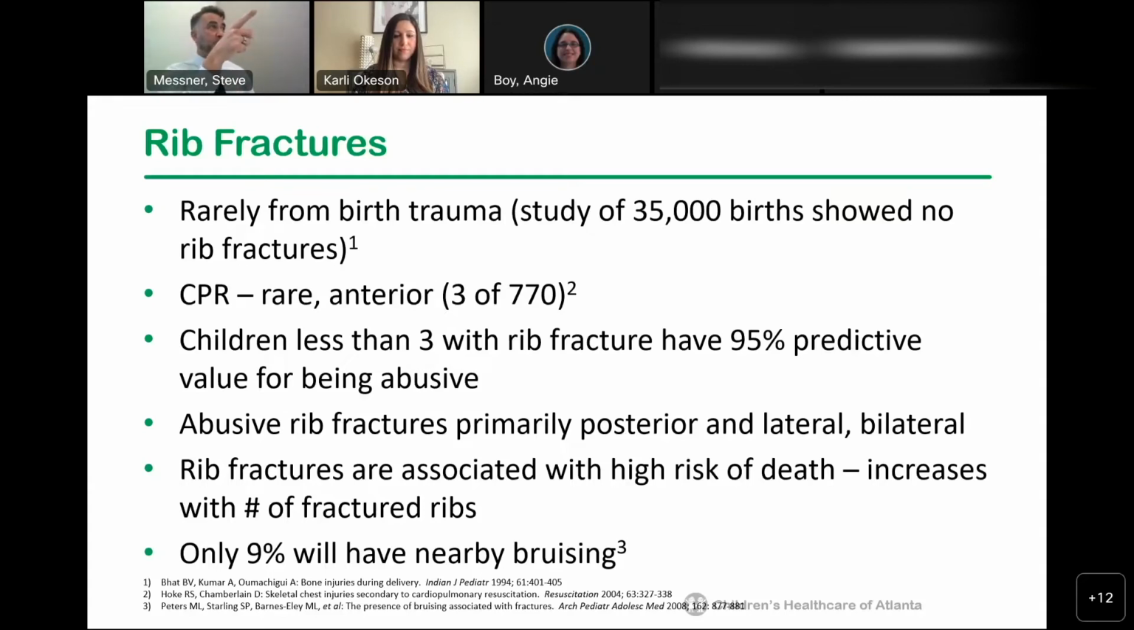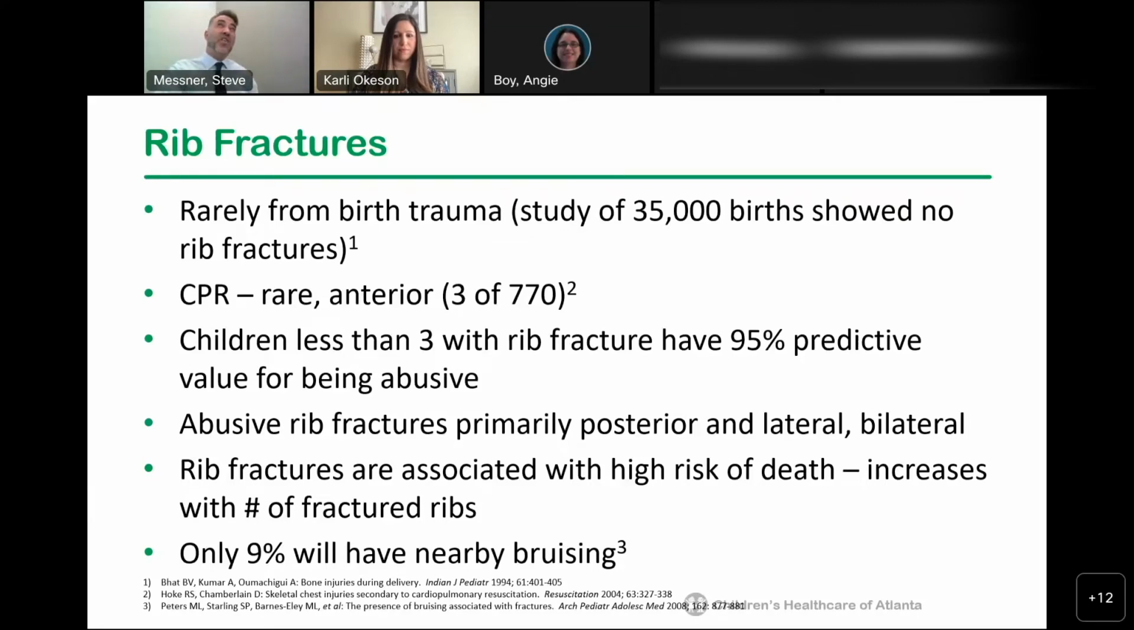This is what I was referring to earlier about children who are less than 3 years of age. If they have a rib fracture and there's no history of any kind of trauma, that is a really high predictive value for being abuse, 95%. I mean, that's really more than a reasonable degree of medical certainty. Usually when we see these, they're on the back of the body, which is what we call posterior, or they're lateral, so they're on the sides. And the higher the number of rib fractures you have, the more likely that it's going to be a fatality. This is because of the forces that are going on during that act of violence on the child.